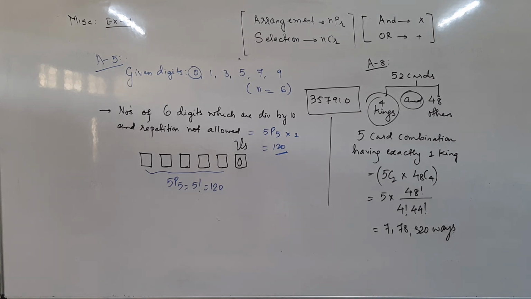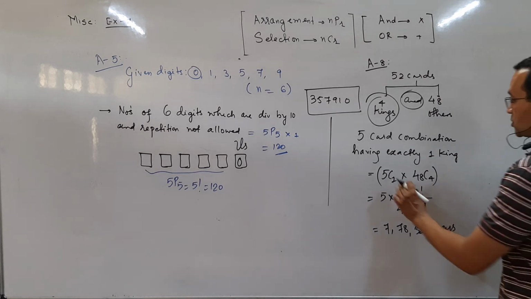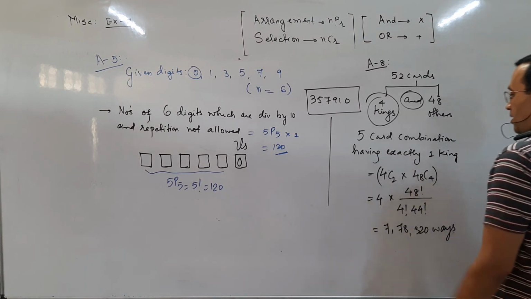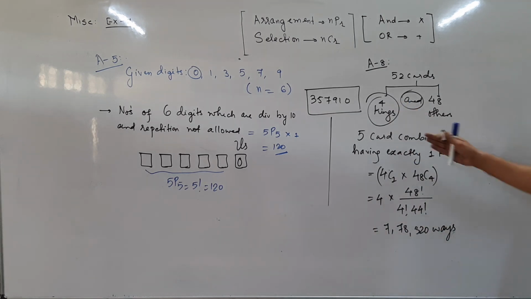Suppose you are told to find a combination of 5 cards exactly including 2 kings. Oh, sorry students, I am mistaken. I should have written 4C1 here, the 4 kings. Sorry students, I am sorry. By mistake I wrote 5. There are only 4 kings.